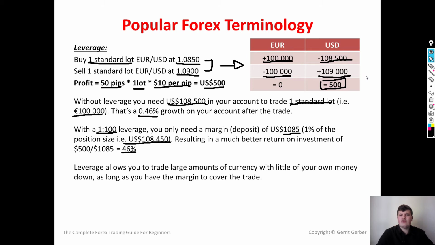Leverage allows you to trade large amounts of currency with little of your own money down, as long as you have the margin, this margin amount, to cover your trade.